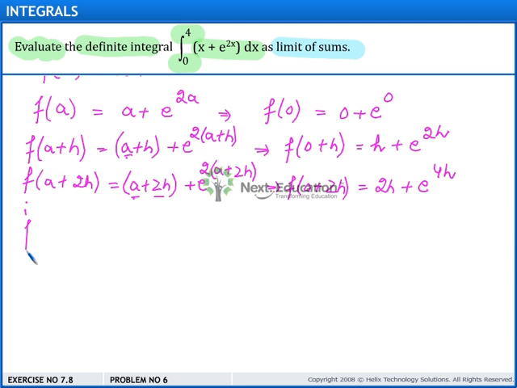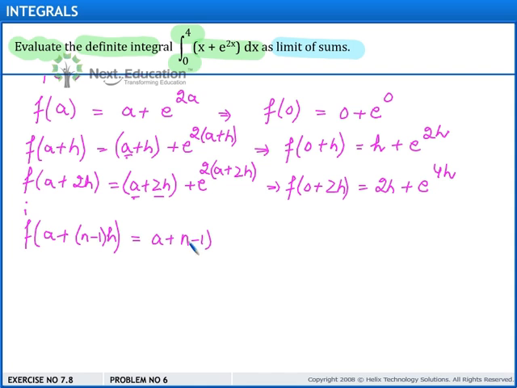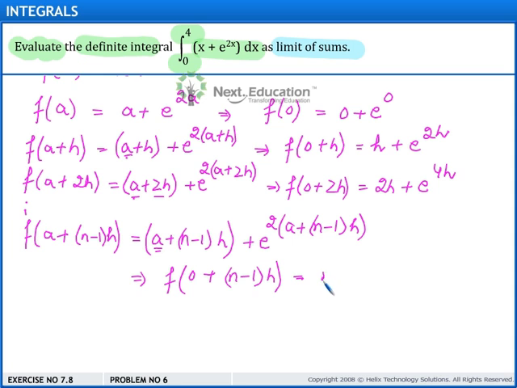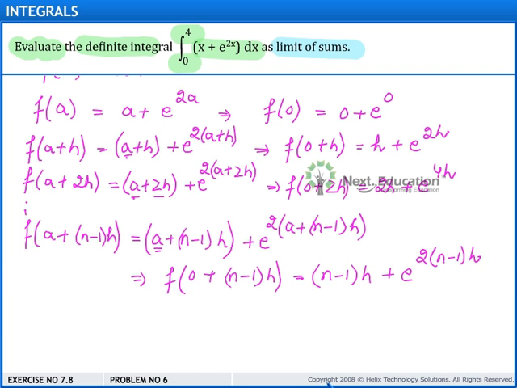Finally, and so on, the last term, which is a plus (n minus 1) into h, is given by (a plus (n minus 1) into h) plus exponential raised to the power 2 times (a plus (n minus 1) into h). So this implies that f(0 plus (n minus 1) into h) is given by, here a becomes 0, so we have (n minus 1) into h plus exponential raised to the power 2 times (n minus 1) into h.